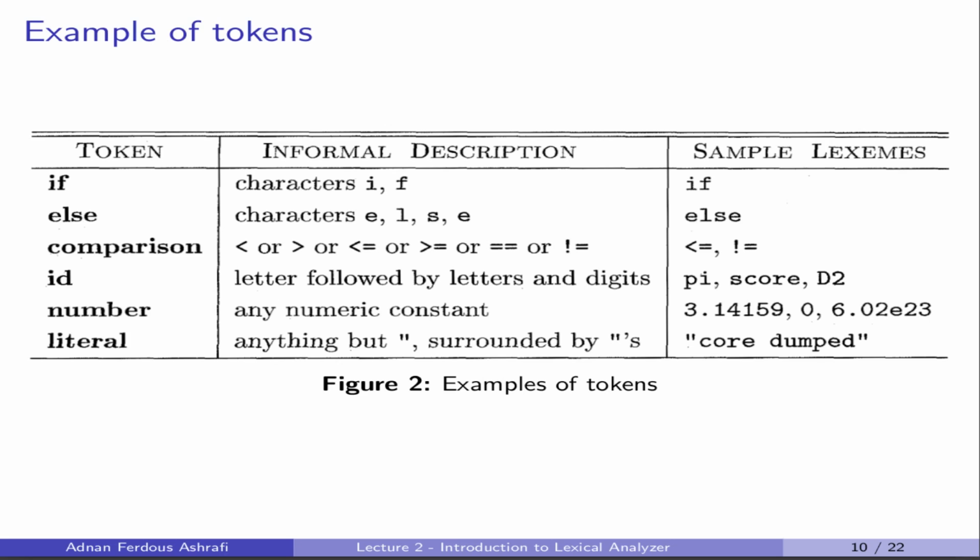অলরাইট লেটস মুভ অন. So এখানে আমরা কিছু এক্সাম্পল দেখতেছি. So for example, আমি একটা টোকেন যদি if token আমি যদি ডিফাইন করতে চাই, so its informal description can be the characters i and f, right? And a sample lexeme is if, right? So কেন এটা both are same, the token and the lexeme are same because it's a keyword, right? So else এর ক্ষেত্রেও তাই, remember else is also a keyword, right? So এটার sample lexeme ও just else.